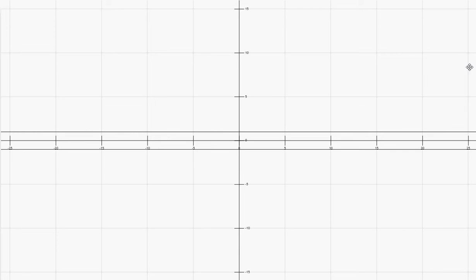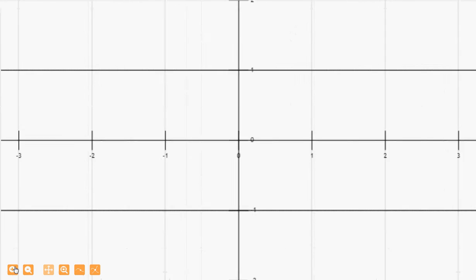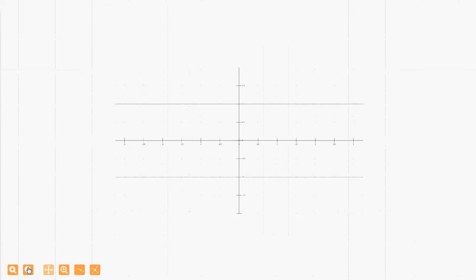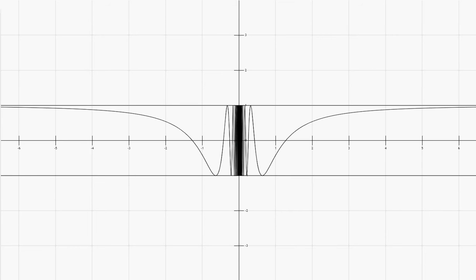So you can see that I have minus 1 and 1. I'll just maximize it so that you can see it clearly. You can see there I have minus 1 and 1. Now if I introduce here cos of 2 by x, whatever may be the values, all those values should be between minus 1 and 1. So let's have a look at that.